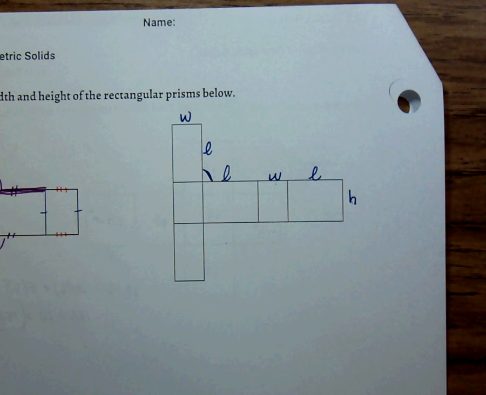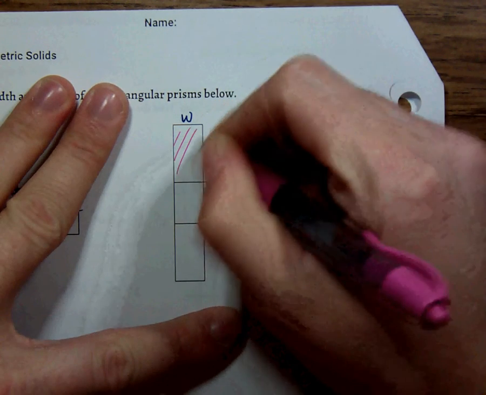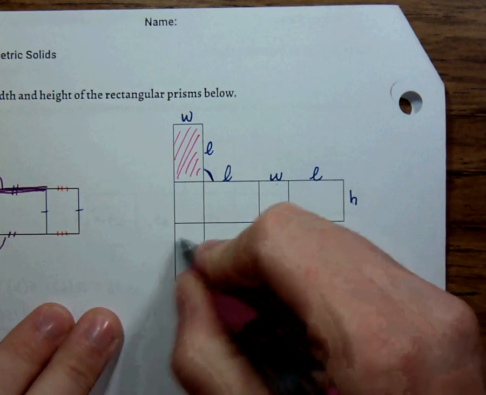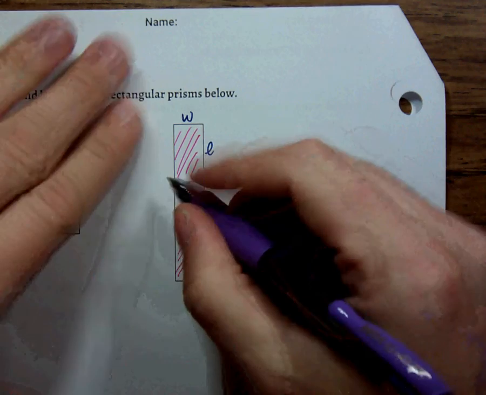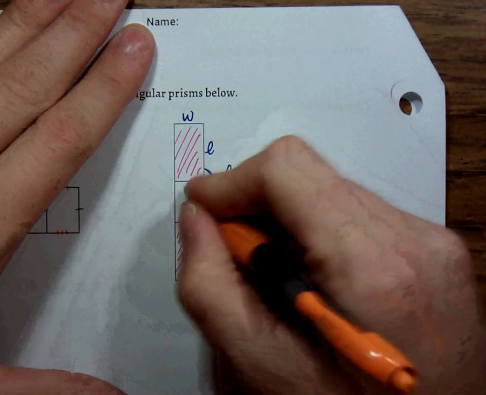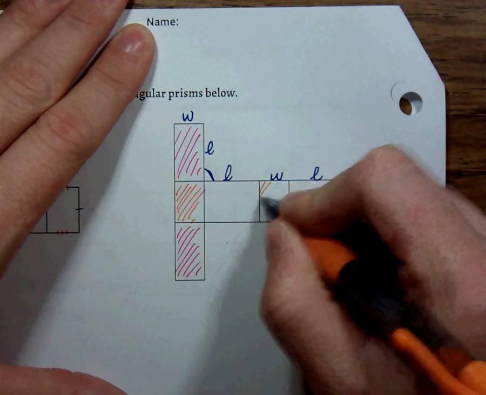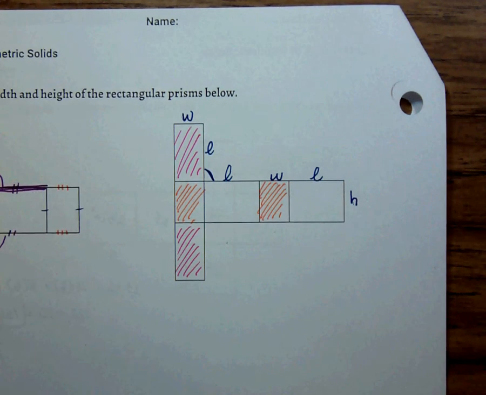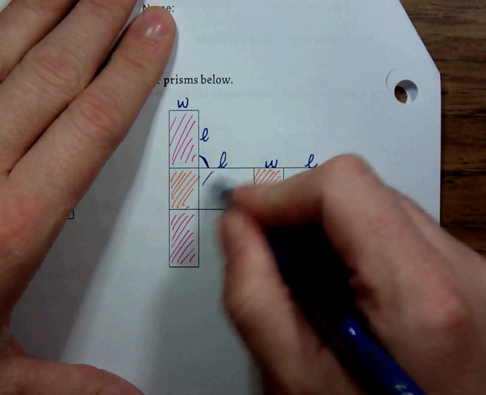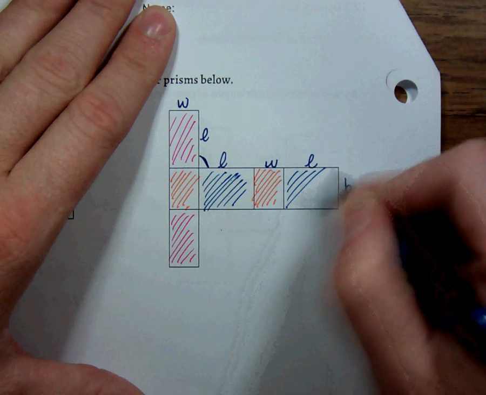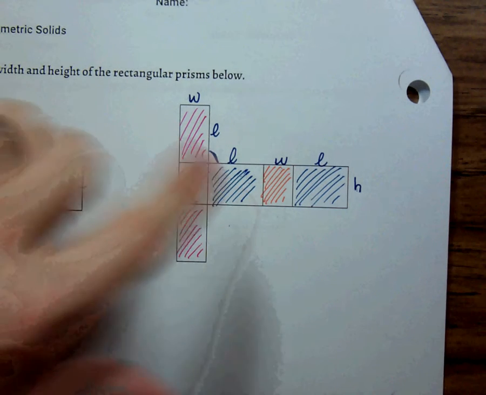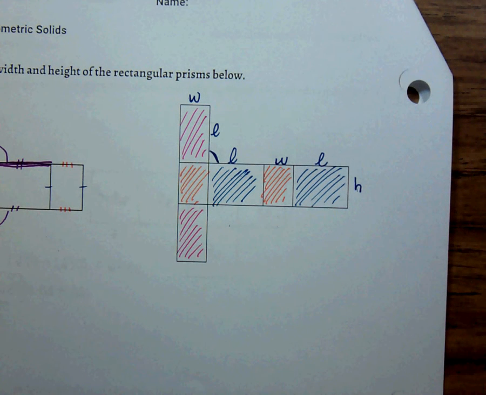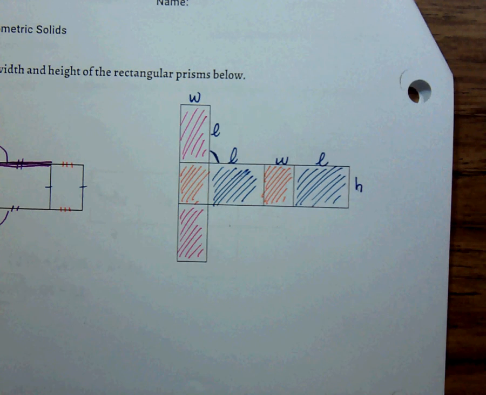Another thing to remember is that there's always pairs. This shape right here is the exact same shape as that shape. This shape right here is the exact same shape as that shape. And this shape right here is the exact same shape as that shape, which is also important to remember. The wings are always the same, and then every other one is the same on the longer end. And that's going to help us when we're finding our volume, or excuse me, our area.